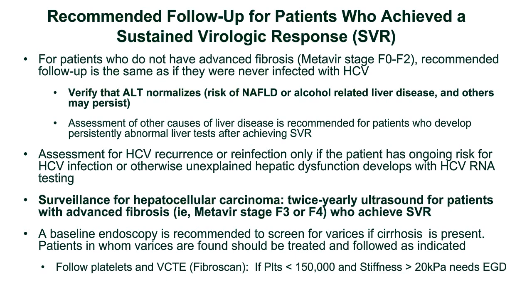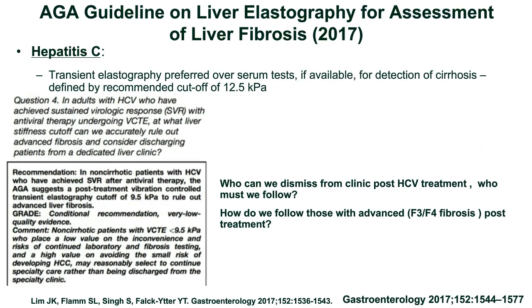The AGA guideline on liver elastography for assessment of liver fibrosis was published last year, and they had a variety of guidance statements that should help you in your practice. One is that transient elastography, because of its improved performance, and I showed you the data over serum biomarkers for detection of cirrhosis, is the preferred test. And again, a cutoff of 12.5 kilopascals was recommended to assess for fibrosis.